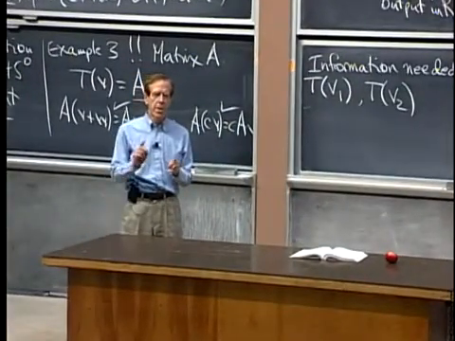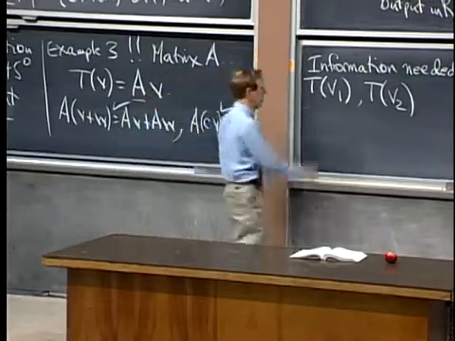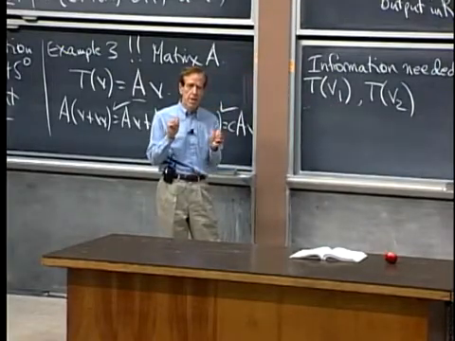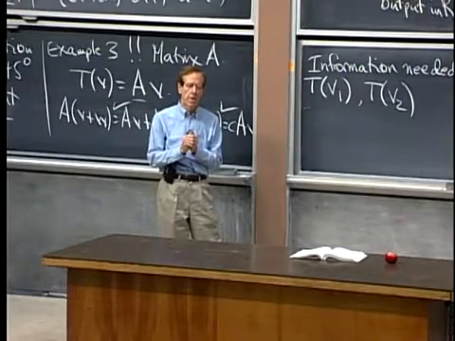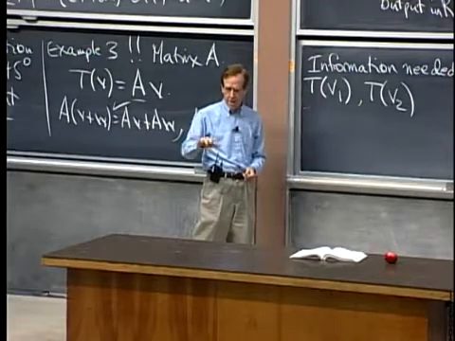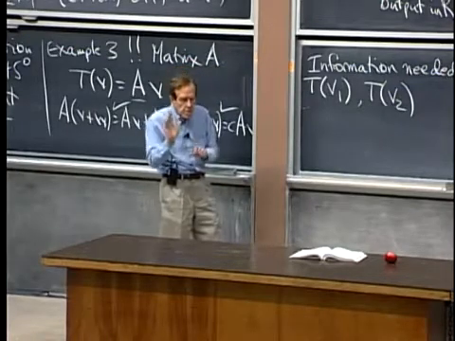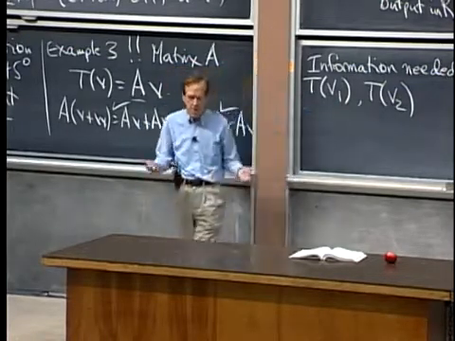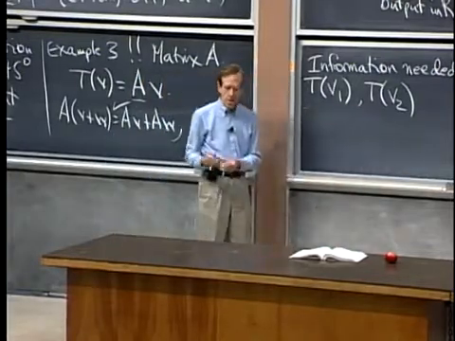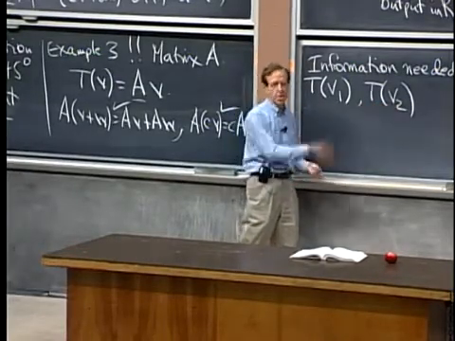You know what the transformation does to a larger bunch of vectors than just these two, because you know what it does to every linear combination. You know what it does now to the whole plane of vectors with basis v1 and v2. I'm assuming v1 and v2 were independent. If they were dependent, if v2 was 6 times v1, then I didn't give you any new information in T of v2. You already knew it would be 6 times T of v1.